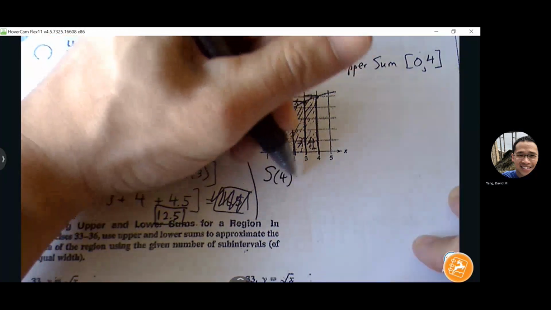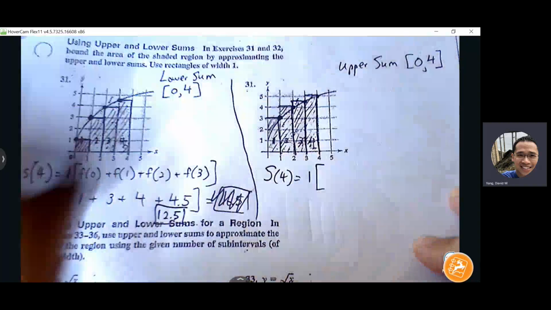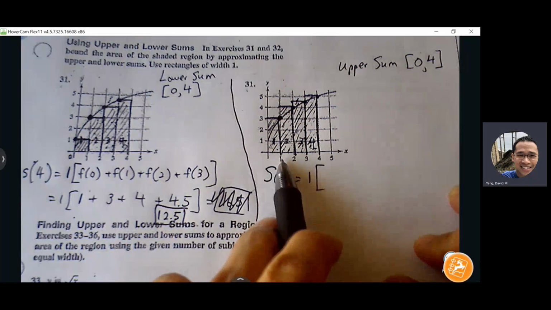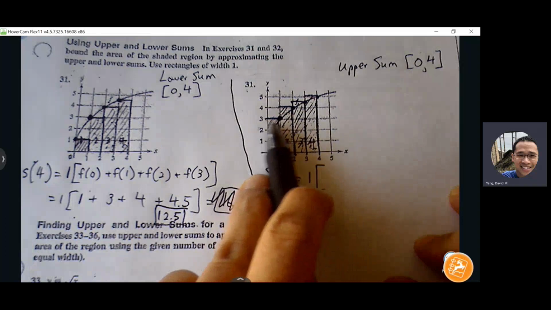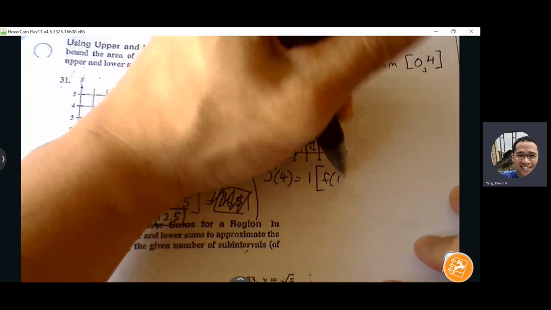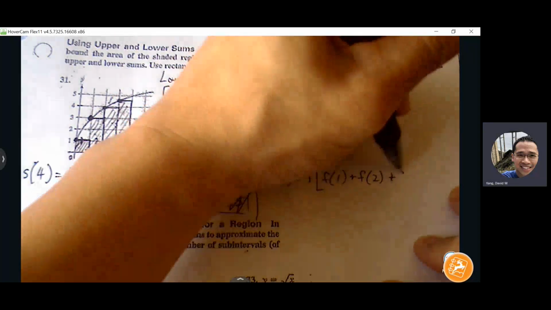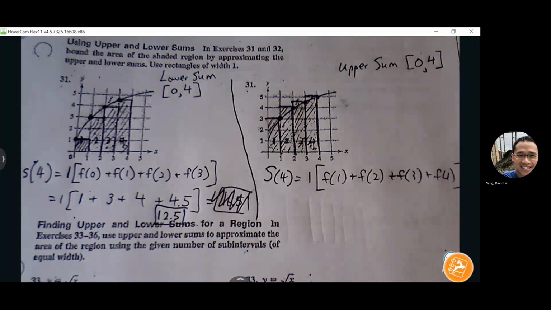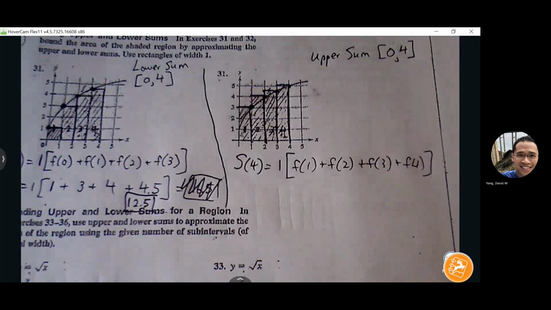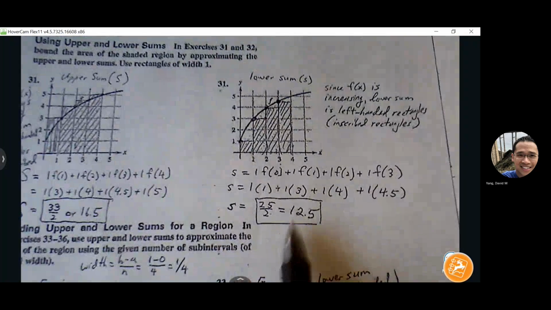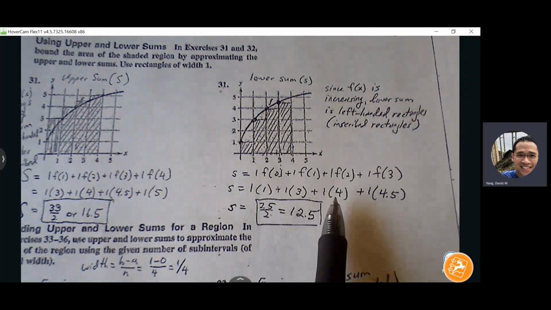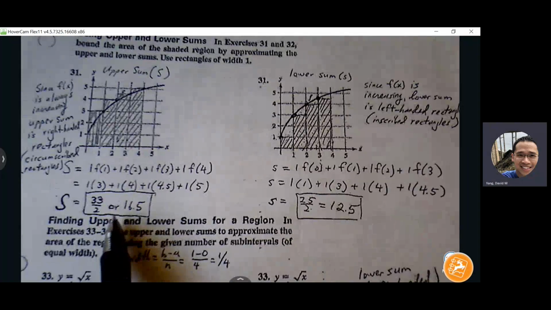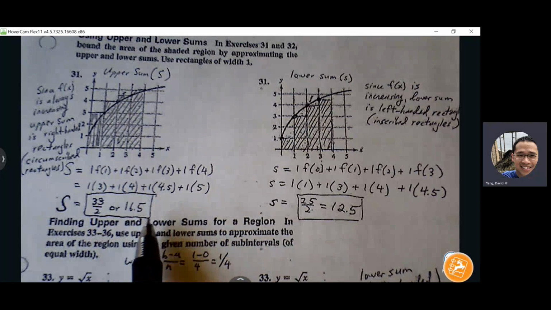Uppercase S of 4. The width is still 1. But now we want to start at f of 1 because f of 1 is going to represent the height of my first rectangle. So f of 1 plus f of 2 plus f of 3 plus f of 4. Okay, so that's 3 plus 4 plus 4.5 plus 5, it should be 16.5.